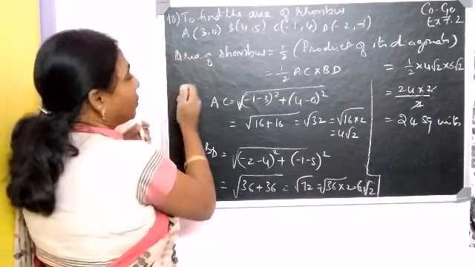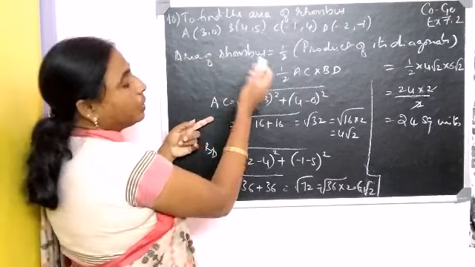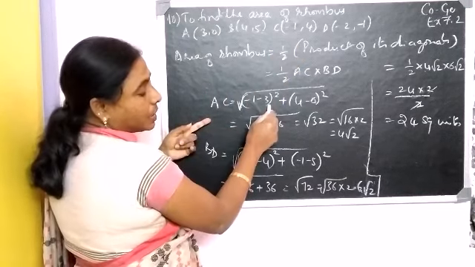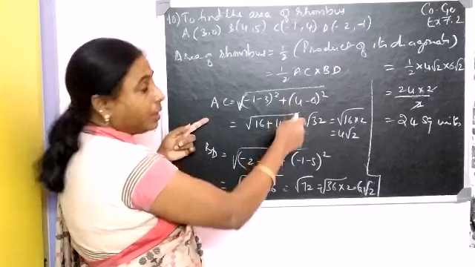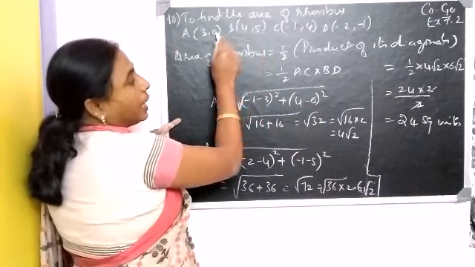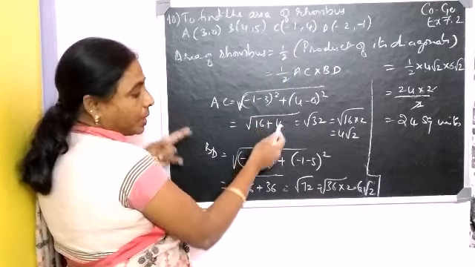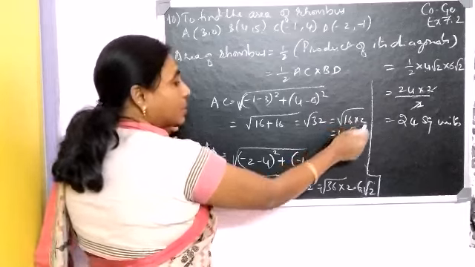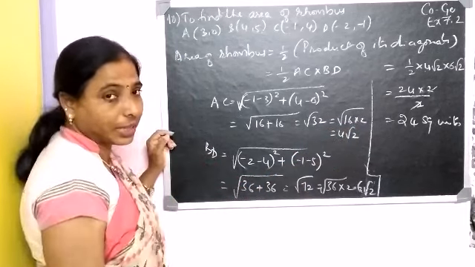Okay, let me find AC first. AC is equal to the distance formula: square root of (x2 minus x1) whole square plus (y2 minus y1) whole square. Using this for A and C I have done this problem. Root 32 you have to split it: 16, the square root of 16 is 4, that I have taken out.